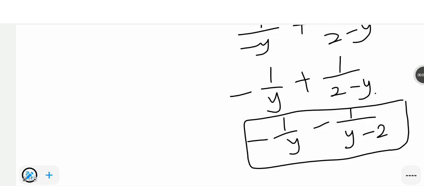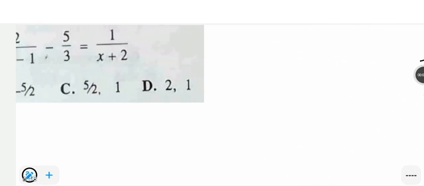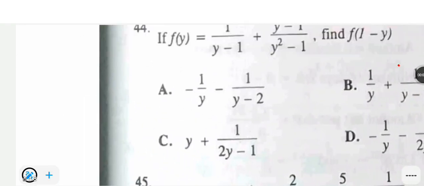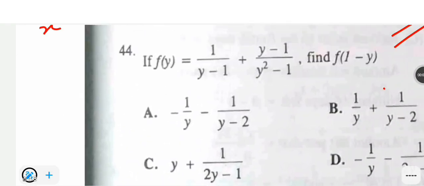So minus 1 over y minus 1 over y minus 2. So that's option A.